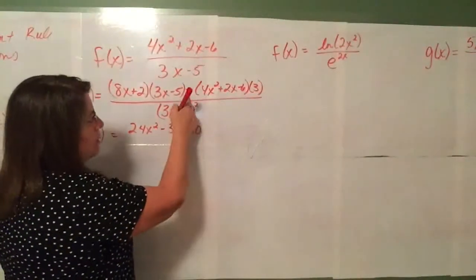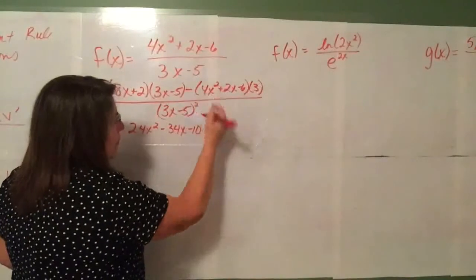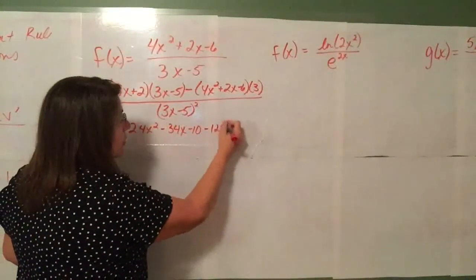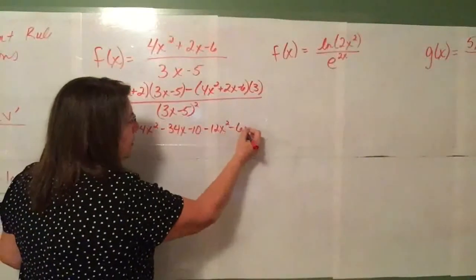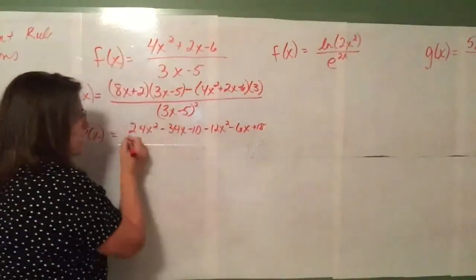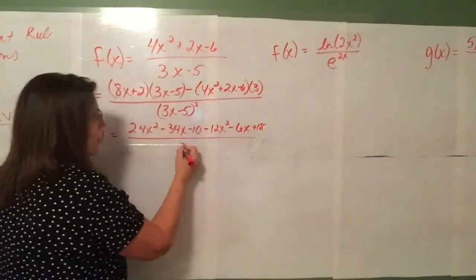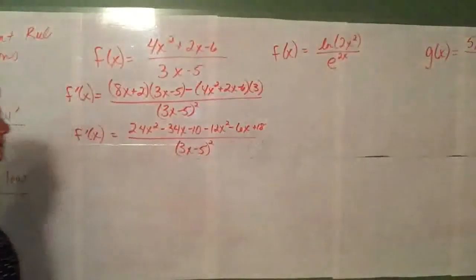I'm going to distribute the minus and multiply the 3 at the same time. So negative 3 times 4x squared is minus 12x squared. Negative 3 times 2 is negative 6x, and negative 3 times negative 6 is a positive 18, and that's all over 3x minus 5 squared.